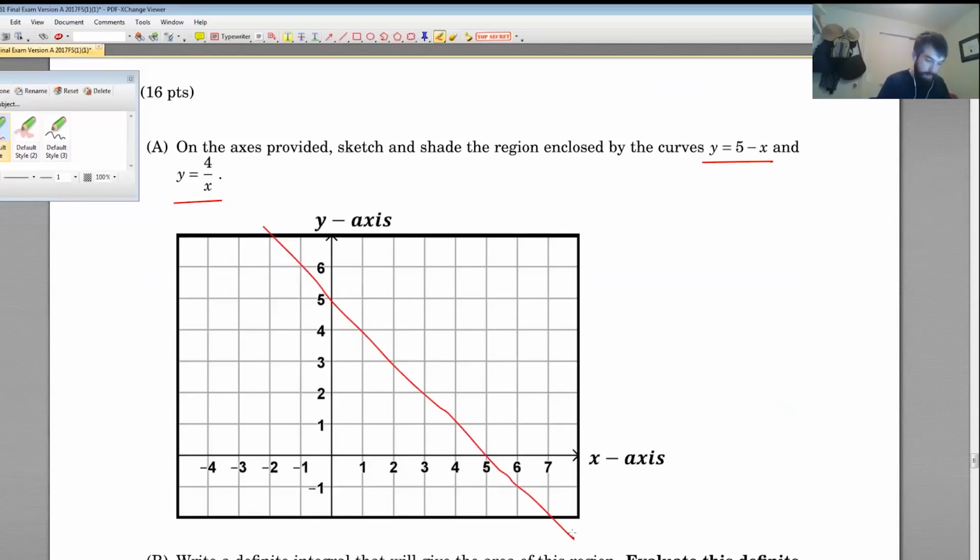It goes over there. 4 minus x, okay. 4 minus x is that graph. I remember what it looks like. So it comes down here and goes off somewhere like that.